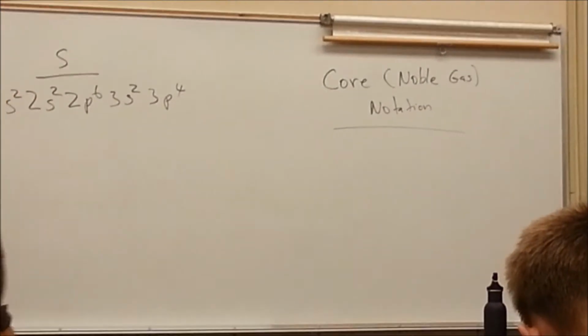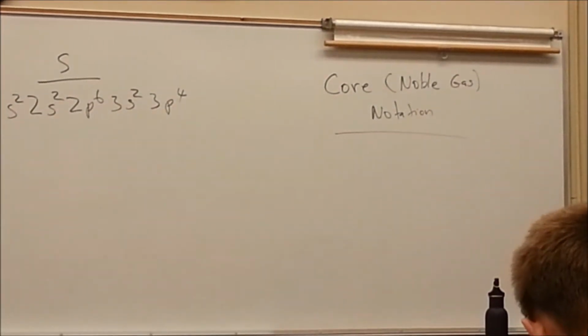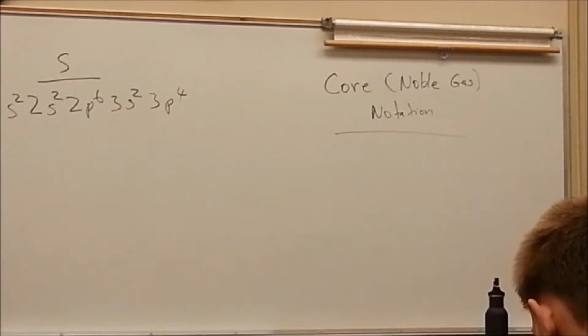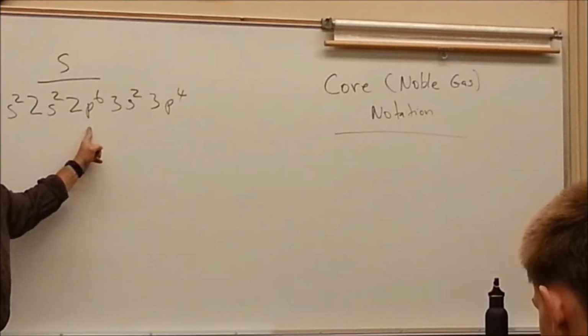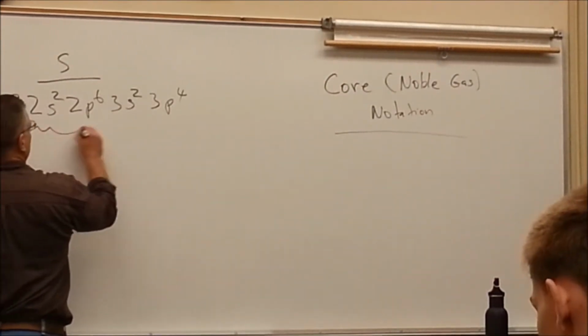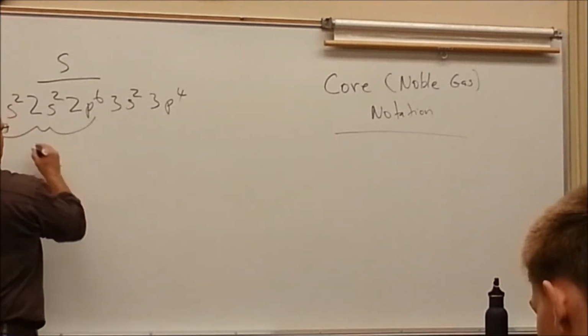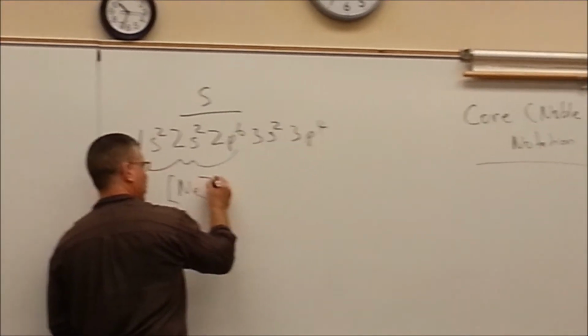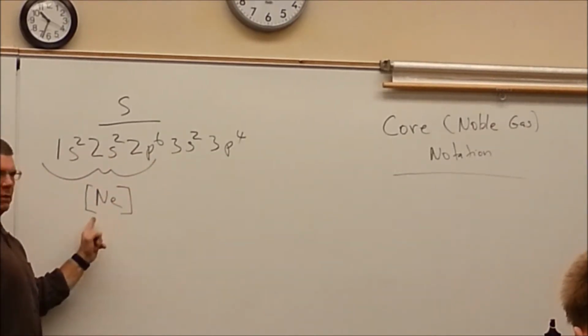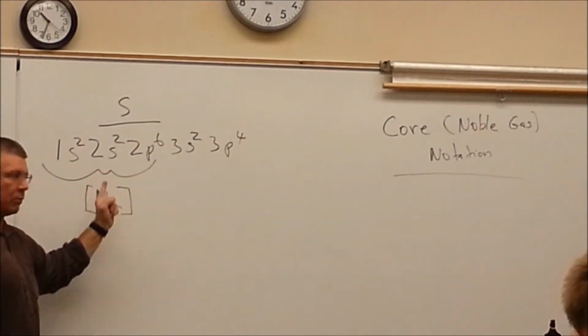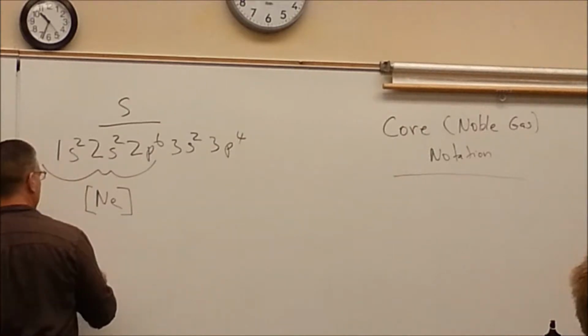What is the electron configuration of neon? 1s2, 2s2, 2p6. That's neon, right? So what we do for our shorthand is instead of writing all of that out, we just write neon. Make sure it's in brackets, and that's what that means.